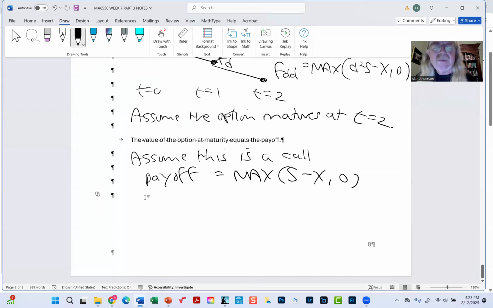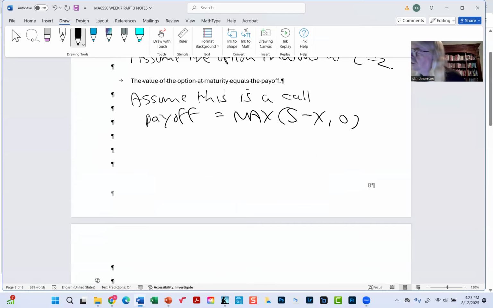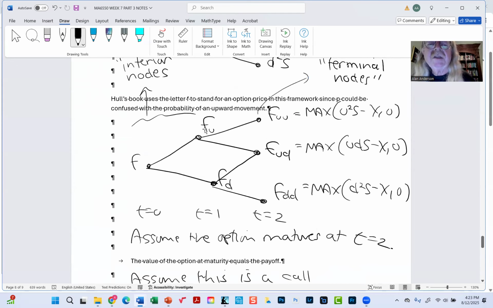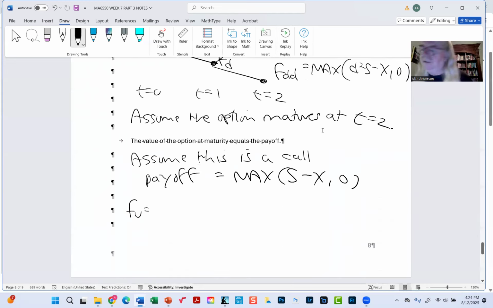So what's going to happen is this. Start with F_U. Now, keep in mind the value of this option at time t equals 1 occurs one year, or one period, whatever, before F_UU and F_UD are determined. So since at F_U we can only reach up to F_UU or down to F_UD, the entire value of F_U is determined by these two. Okay. And so it's going to be done like this.